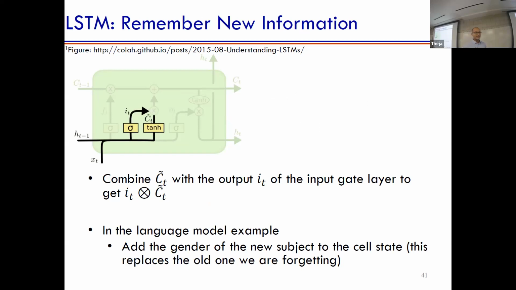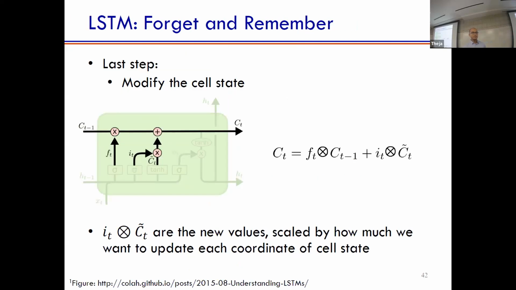I guess what I said is what's written in the slide. There is an example where you add the gender of the new subject to the cell state, and maybe you previously forgot the gender of the previous subject of interest, and now you add the new gender and new information if you want to. Then the only thing remaining is to actually forget and remember. This element-wise multiplication is forgetting something, and now that we created some new information and modulated it, we are adding that back, and that's the remembering part.